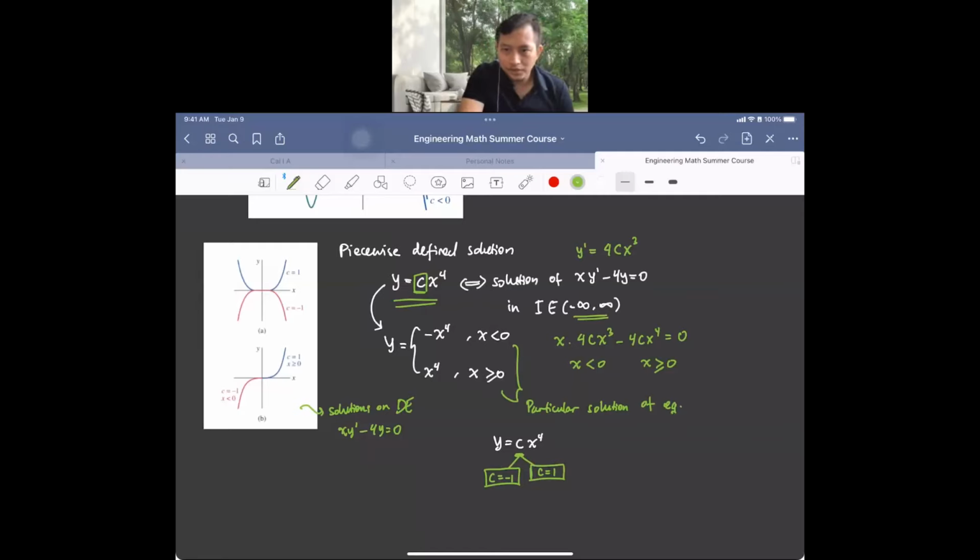I think the last one, singular solutions, seems to be a part of differential equations that we can skip.